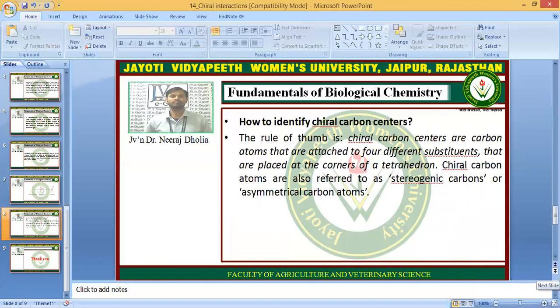So how do we identify chiral carbon centers? The rule of thumb is that chiral carbon centers are carbon atoms attached to four different substituents placed at the corners of a tetrahedron. Chiral carbon atoms are also referred to as stereogenic carbons or asymmetrical carbon atoms. It means a chiral carbon has four different valencies, no one is repeated. All four valencies are filled with different atoms. That is a chiral carbon.